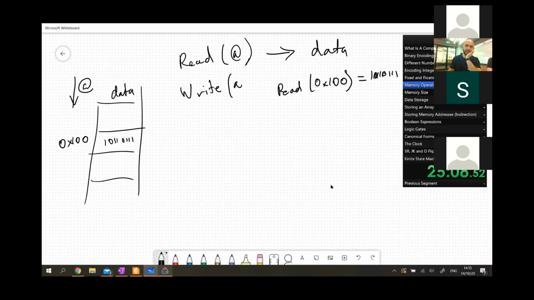What about write? Write takes in an address and a value. So we could say write this same value somewhere else. So we could say write at 0x101, that value, and boom, it goes in there. All right. So these are our 2 operations.